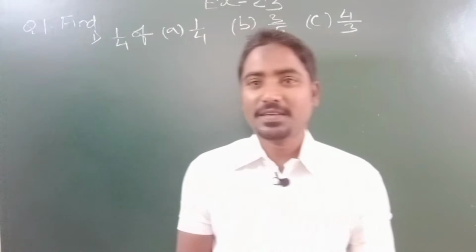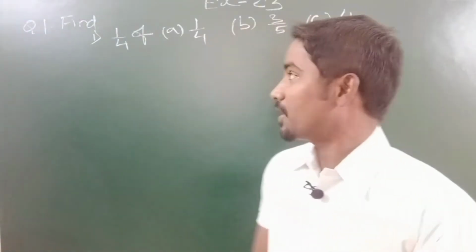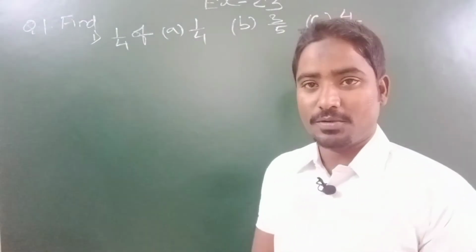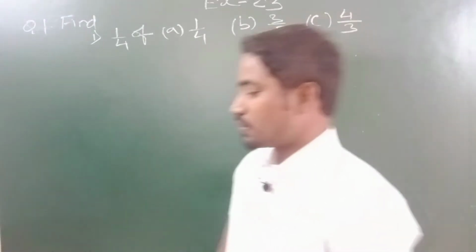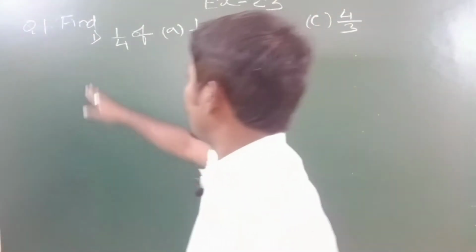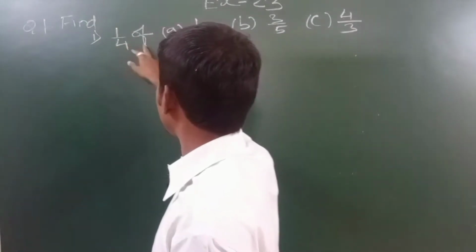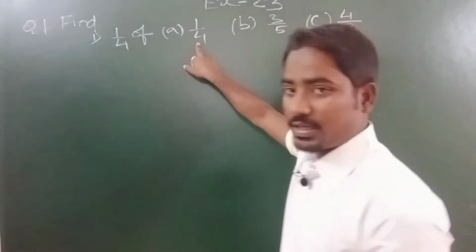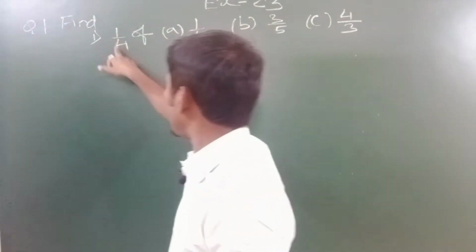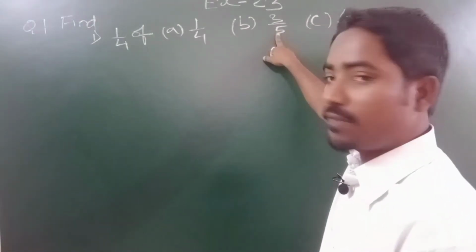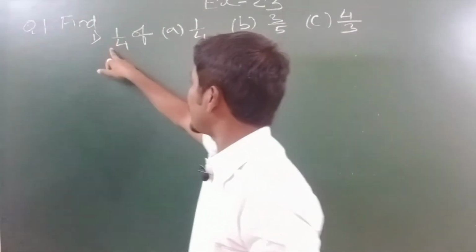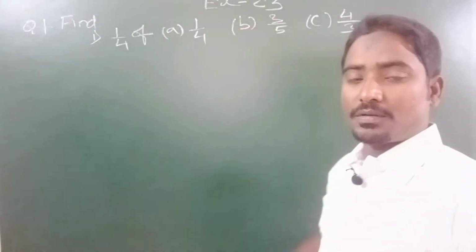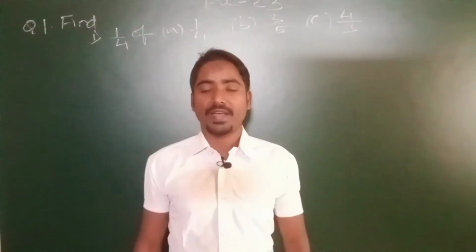So in today's session, we will solve question number 1 of exercise 2.3. Here, what is the question stating? Find 1 upon 4 of 1 upon 4, then find 1 upon 4 of 3 upon 5, and then find 1 upon 4 of 4 upon 3. So one by one we will find it out.